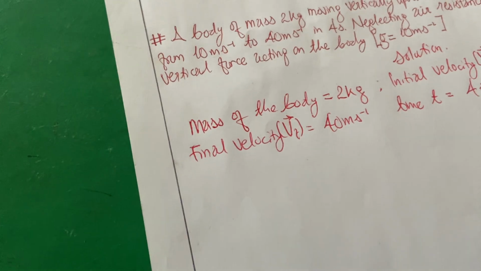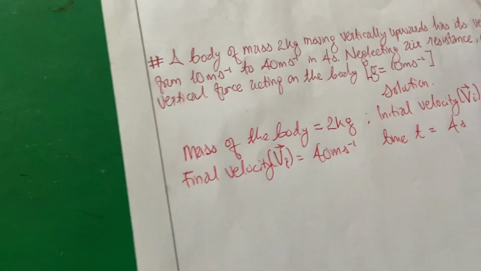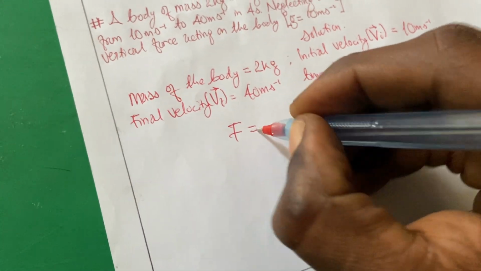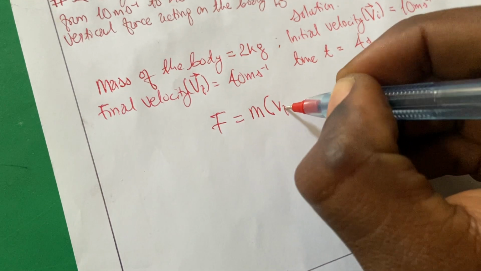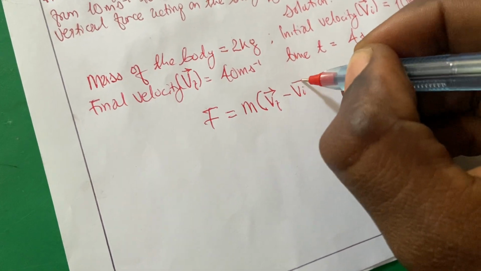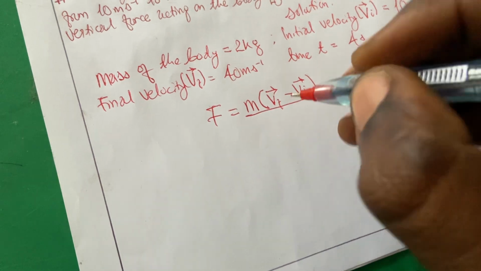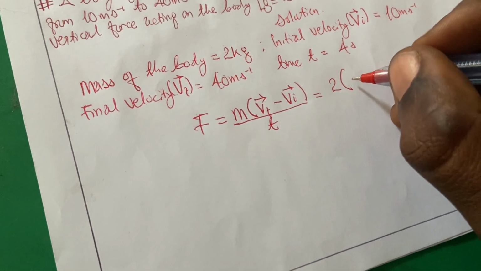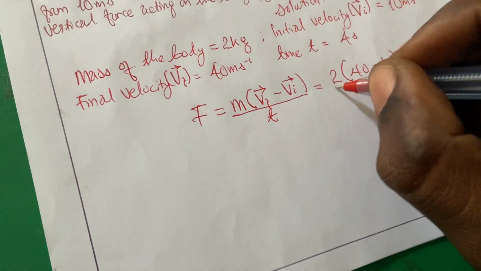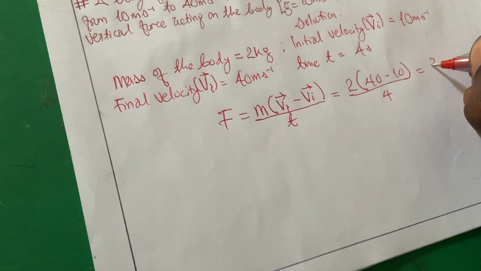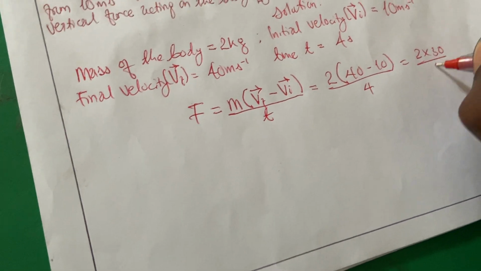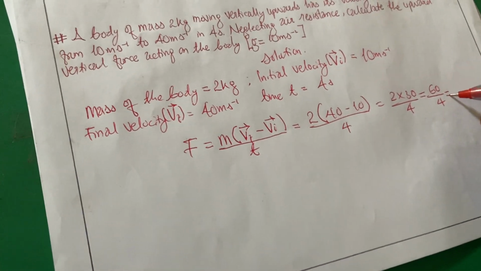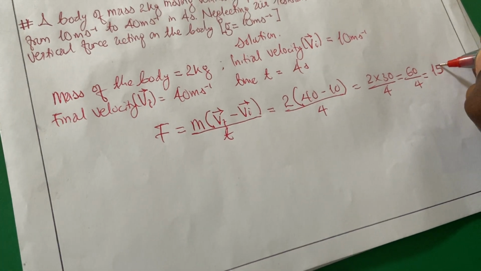So straight away I'm going to write the formula. That's from this point. This formula is what we're going to be using. So F equals m (Vf minus Vi) over T, equals 2 times (40 minus 10) over 4. So it's equal to 2 times 30 over 4, equals 60 over 4, equals 15 Newtons.